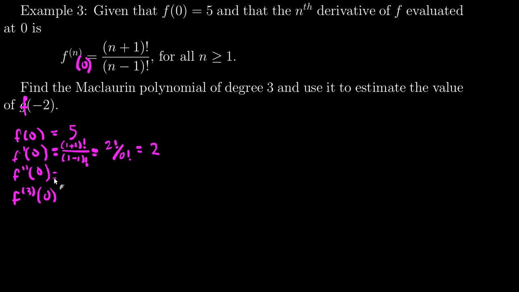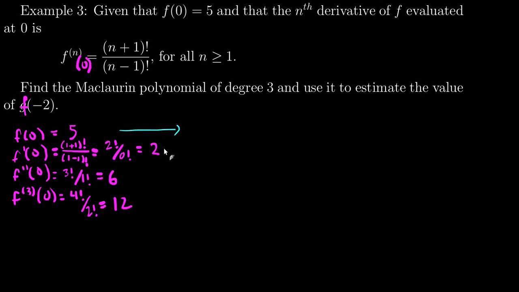I do the same thing. The second derivative is just where n is 2. 2 plus 1 is 3, so I get 3 factorial in the numerator. 2 minus 1 is 1, 1 factorial in the denominator. 3 factorial is 6, 1 factorial is 1, I get 6. And when I put in 3, 3 plus 1 is 4, so I get 4 factorial in the numerator. 3 minus 1 is 2, so I get 2 factorial in the denominator. 4 factorial is 24, 2 factorial is 2. 24 over 2 is 12.